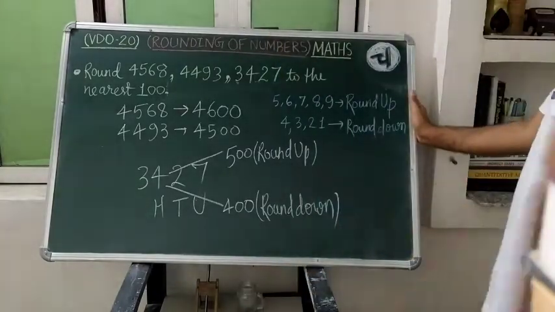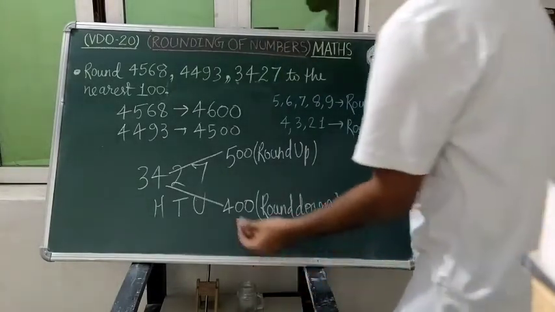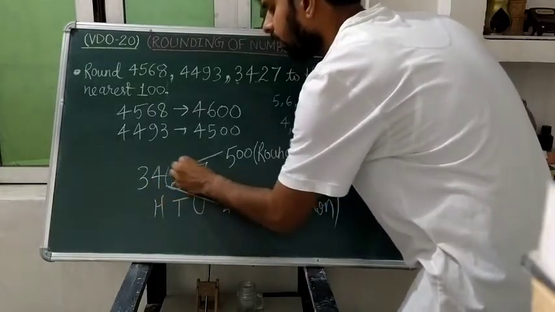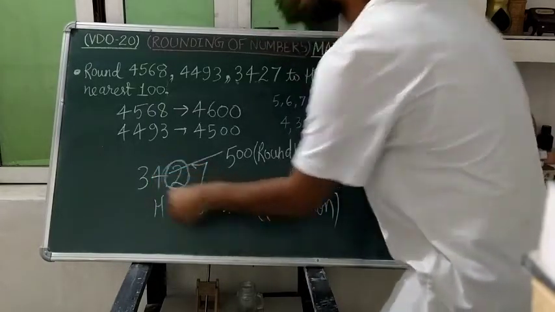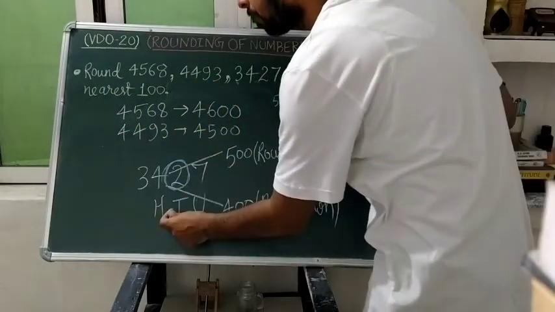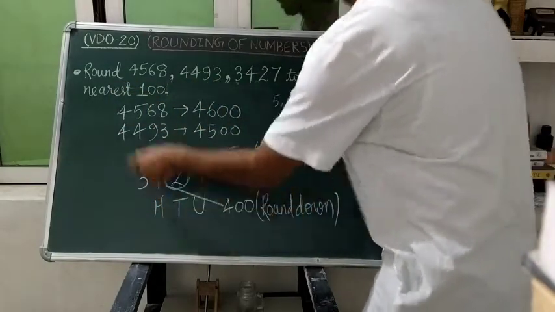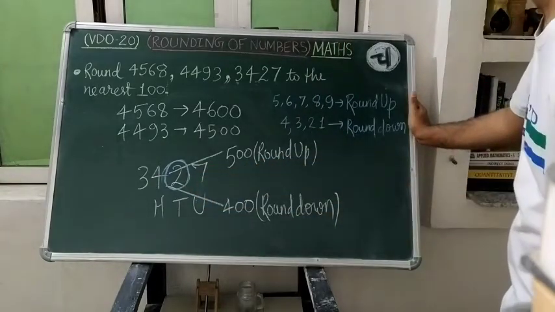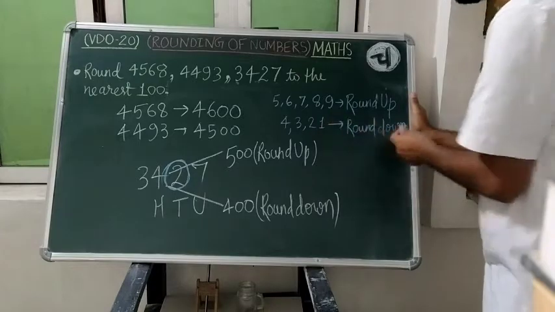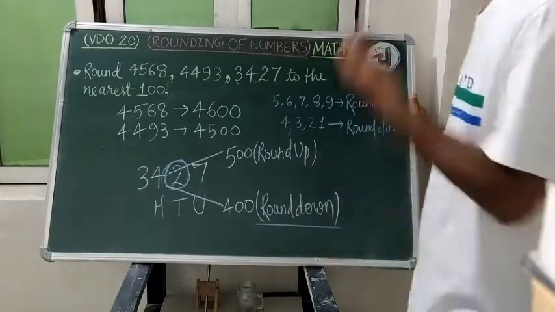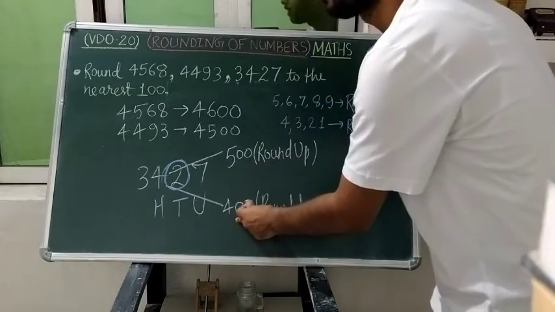Now what is the next step? We will go to the number present at the right place of the place given to us. The place given to us is the nearest 100. At the right side of 100, what is present? 2 is present. So for 2 we will round down. So 400 we will write.